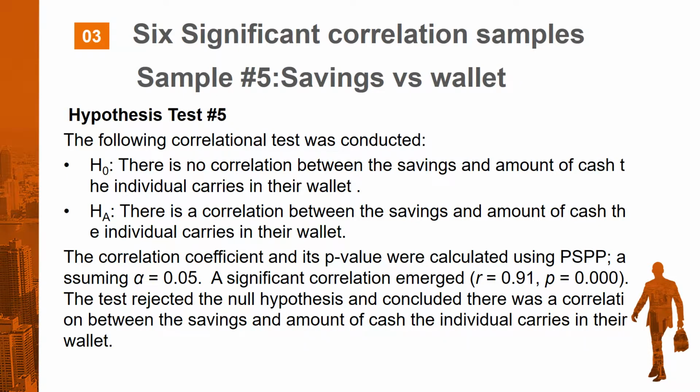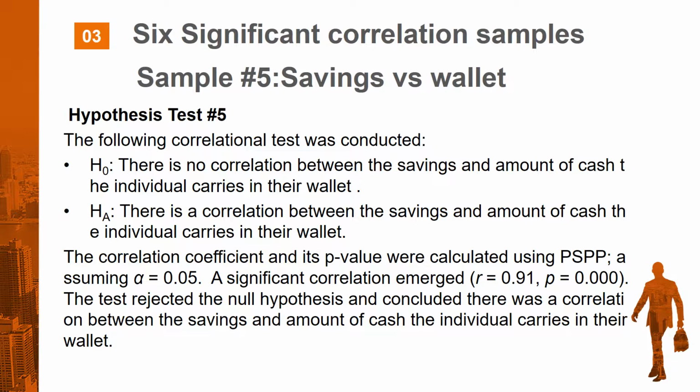The fifth sample here is based on savings and wallet. What is our hypothesis here? Our null hypothesis is also postulating that there is no correlation between the savings and the amount of cash that an individual carries in their wallet. Then we have the alternative, which is saying that there is a correlation between the savings and the amount of cash that an individual carries in their wallet.